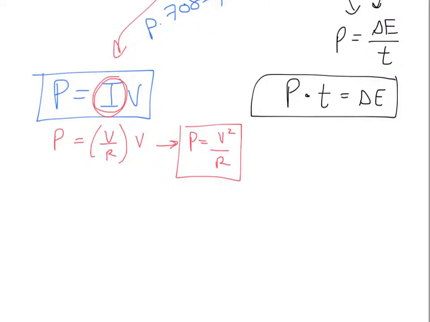And last but not least, if instead of replacing I with V over R, as we see right here, what if we replace V right here, leave I alone, replace V with what the definition of V is? What's V defined as? IR. So let's go ahead and write that. And that becomes I times R, or simply I squared R.